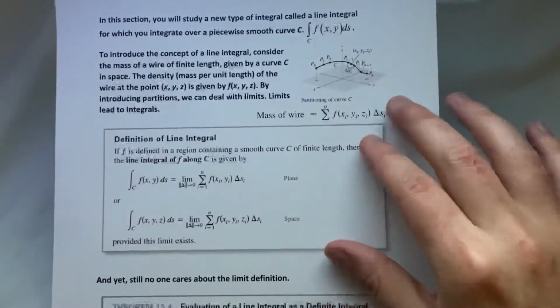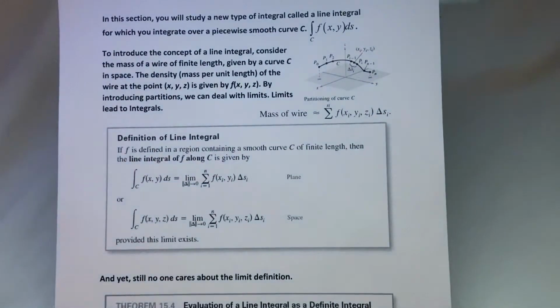Now, what else will we do in this section? We'll study a new type of integral called a line integral, where you integrate over a piecewise smooth curve C with respect to f of x, y. To introduce the concept of a line integral, consider the mass of a wire of finite length given by curve C in space. The density of the wire at a point is given by a function. By introducing partitions, we can deal with limits, and limits, of course, always lead to integrals.